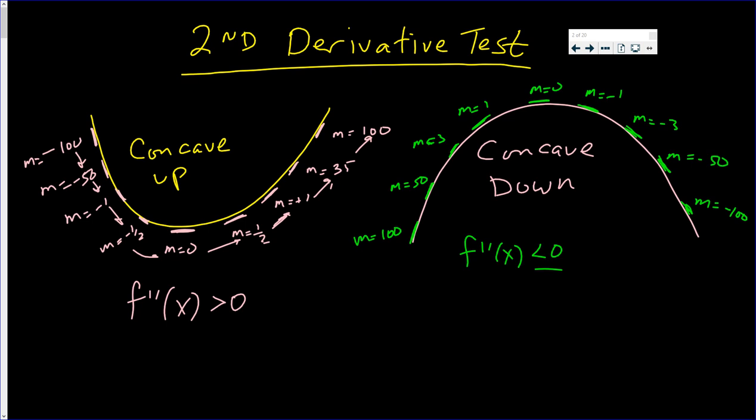Before I make something clear: if you just have any portion, just this portion here, that's concave up. If you have that portion, concave up. If you have this portion, concave up. If you have this bigger portion, concave up. It doesn't matter what part of that U shape you have. That portion is concave up.